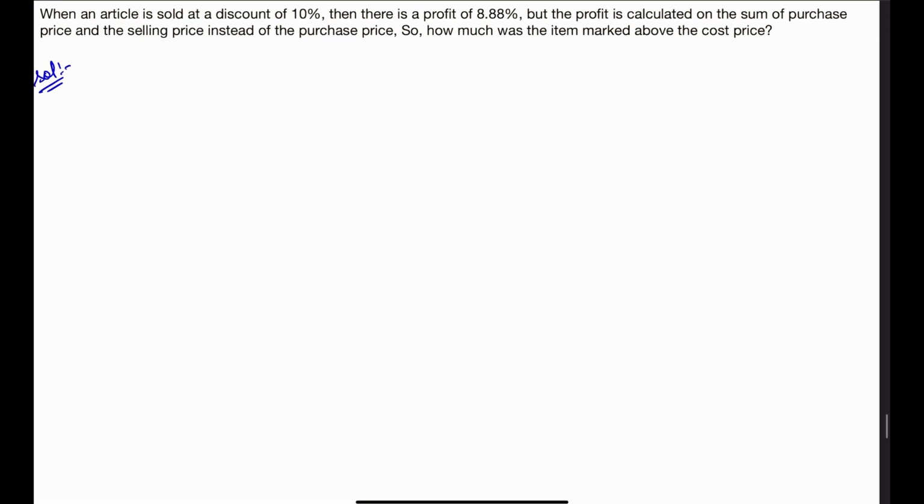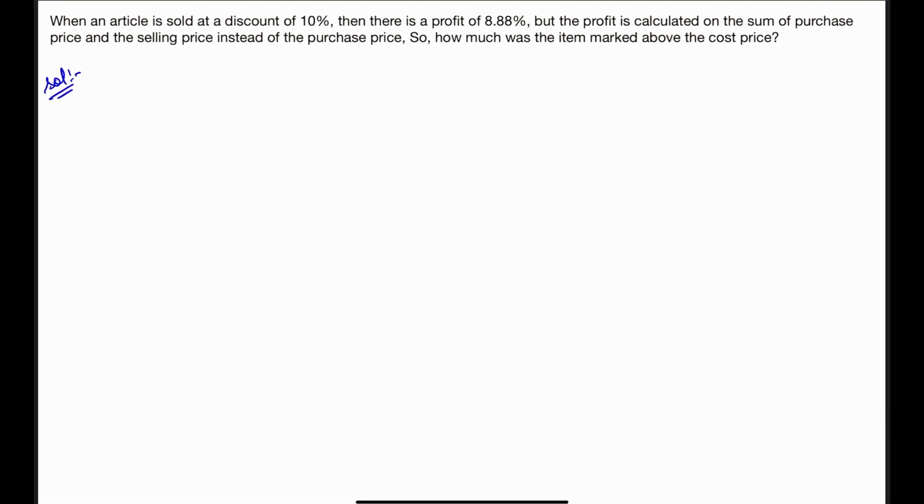So this is also one of the questions. Let's try to solve. When an article is sold at a discount of 10%, okay, so my discount is 10%, then there is a profit of 8.88%. But the profit is calculated, okay, let's read first. The profit is calculated on the sum of purchase price and the selling price instead of the purchase price. So how much was the item marked above the cost price?